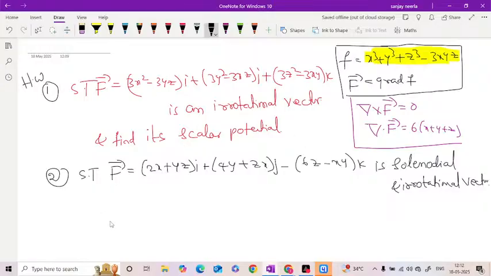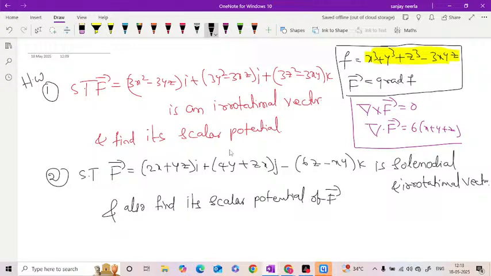క్వశ్చన్ ఏంటి? మన క్వశ్చన్ ఇక్కడ ఏముంటుందండి? అండ్ ఆల్సో ఫైండ్ ఇట్స్ స్కేలార్ పొటెన్షియల్ ఆఫ్ దిస్ F. సో ఆల్రెడీ 2 ప్రాబ్లమ్స్ మీరు సాల్వ్ చేశారు. ఇది ద అడిషన్. జస్ట్ ఫైండ్ ఇట్స్ స్కేలార్ పొటెన్షియల్.